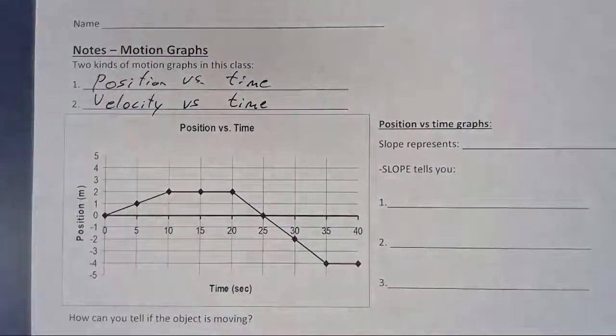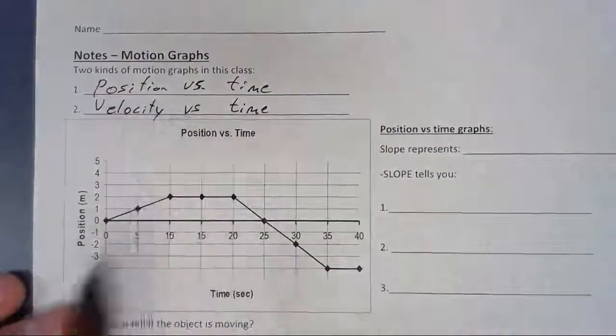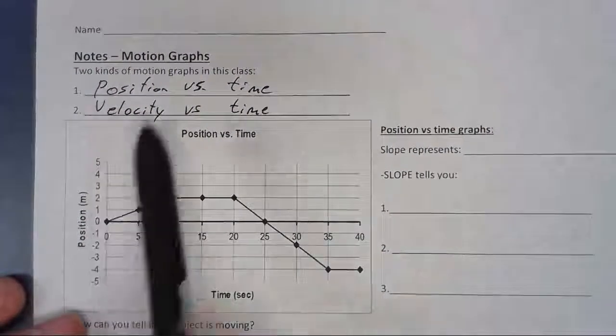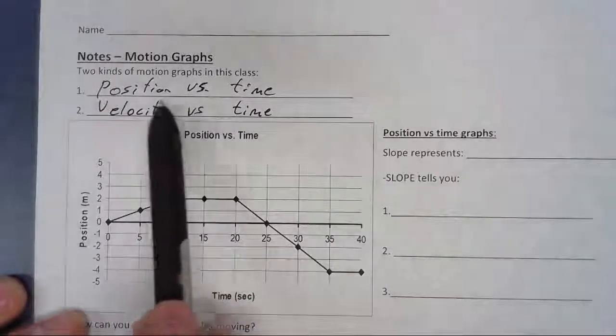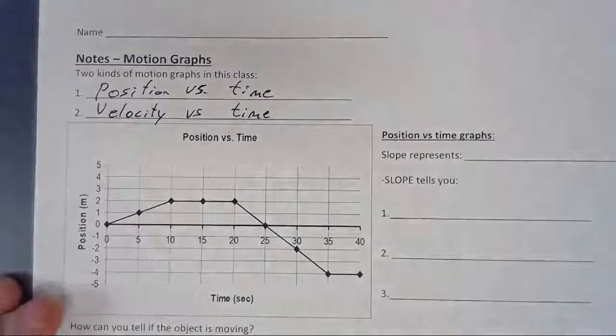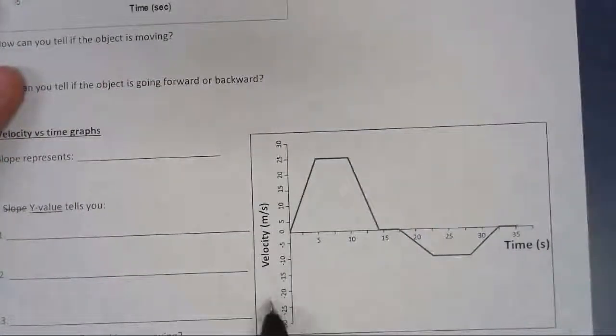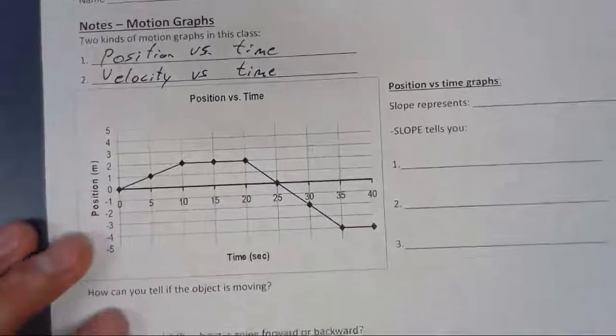And if you're not aware, you need to know that when we use this designation to name a graph, this versus word means that whatever this word is, that's the y variable. The second word is the x variable. So position versus time means position is on the y-axis. Velocity versus time means we have velocity on the y-axis.